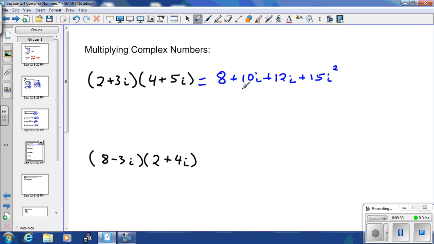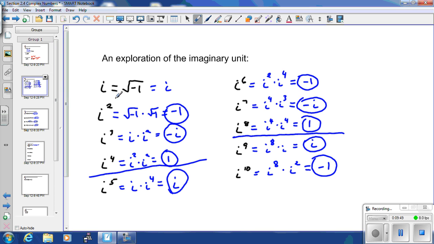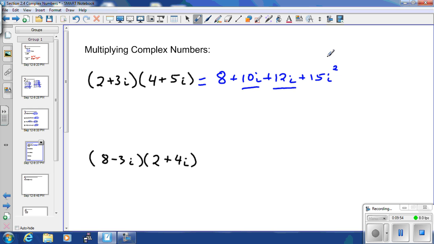Now this goes beyond just adding like terms, because if we look back at the previous slide, where we did all the powers of I, I squared is negative 1. So this allows us to take this a little bit further. We basically have here 8. Now these like terms make 22i. And since I squared is -1, this is actually minus 15. So now, to combine all like terms here, 8 minus 15 gives me -7 plus 22i. That's how we multiply two complex numbers.